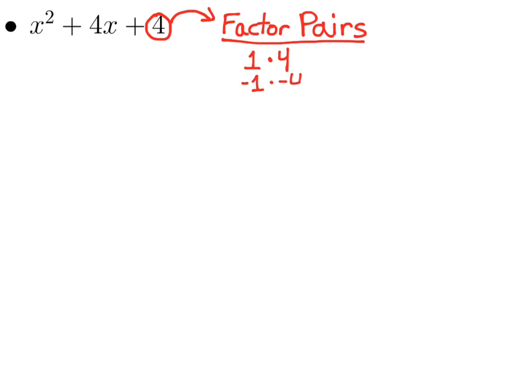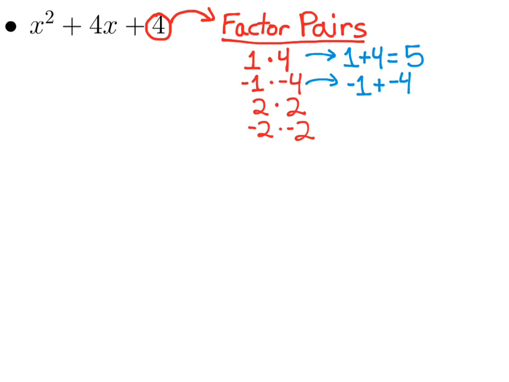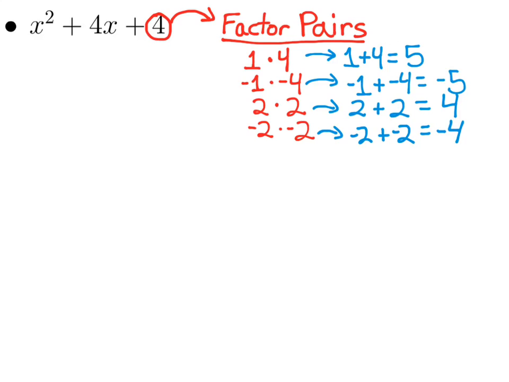4 could be negative 1 times negative 4. 4 could be 2 times 2. And 4 could also be negative 2 times negative 2. Okay? Now, that's fine and dandy. To move forward, we're going to need to add the numbers in each of those pairs. So for the first one, 1 plus 4, which is 5. The second one, negative 1 plus negative 4, which is negative 5. The third one is 2 plus 2, and that's 4. And the fourth one's negative 2 plus negative 2, and that's negative 4.